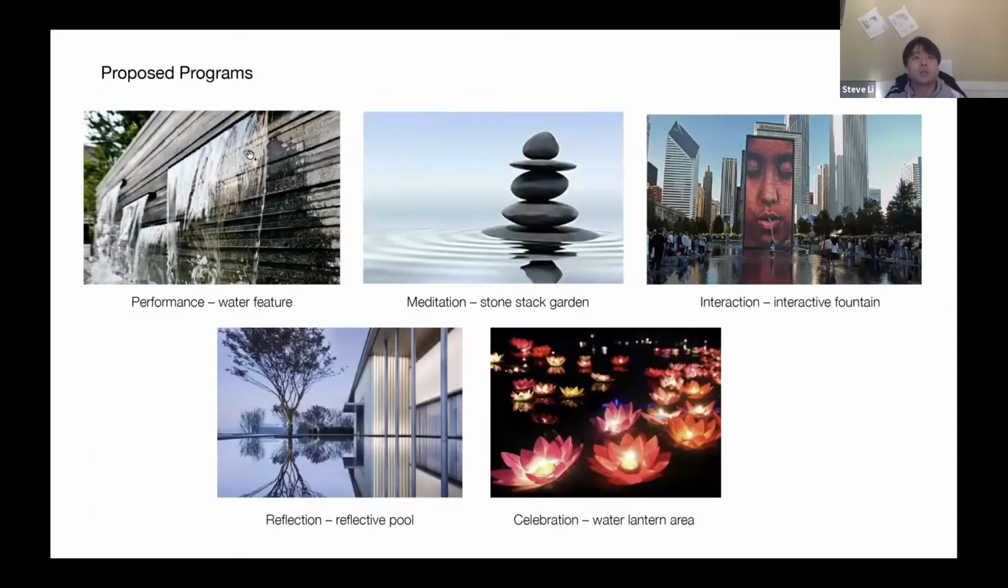We looked into what the qualities of water can be and how they are used in different locations. As a result, we have these proposed programs that can be applied into our design. Some water feature where people can appreciate the sound and view of water, a meditation area surrounded by water where one can do stone stacking, a large play area for kids and anyone who loves water interaction, a reflective pool that changes the reflection according to the surroundings, and a place where people can set off a water lantern as a way to celebrate.